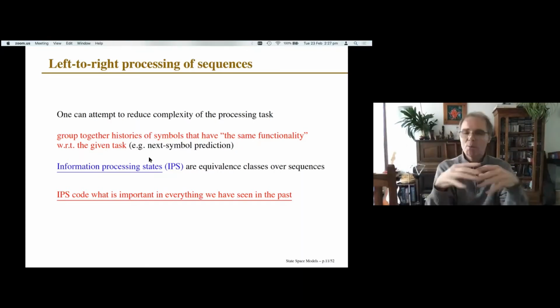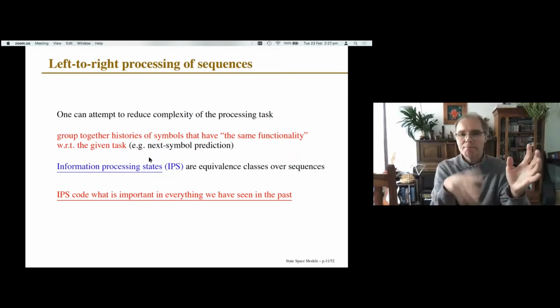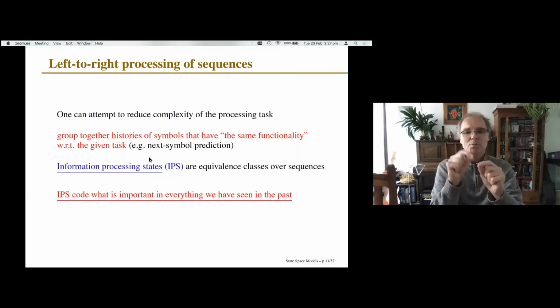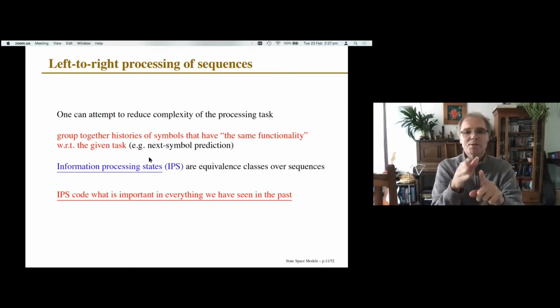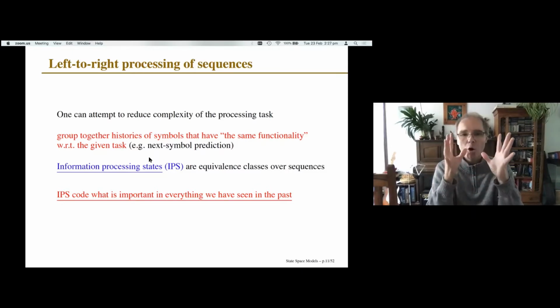I just put them in one bag and say, to me, they are the same. Why? Because with respect to my task, they are indistinguishable. I can forget about the particular details of what they have because they lead to the same future evolution. And we call this trick a trick of representing my past histories of what I have seen and collapsing all past histories into so-called information processing states.